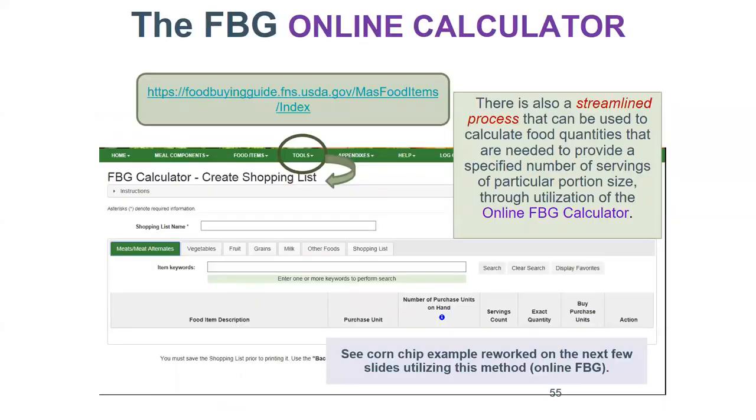There's also a streamlined process that can be used to calculate food quantities that are needed to provide a specified number of servings of a particular portion size using the online food buying guide calculator, which is linked on this page. This slide gives you a screenshot of what the food buying guide calculator website homepage looks like. The corn chips example is reworked using the calculator on the next few slides.